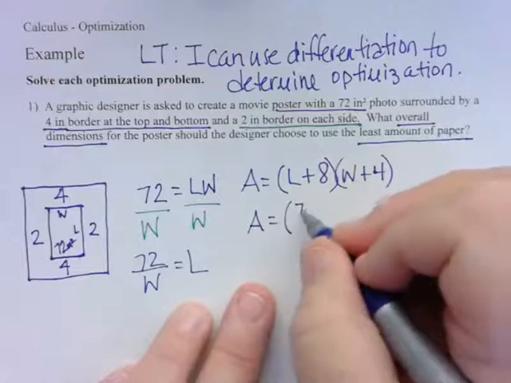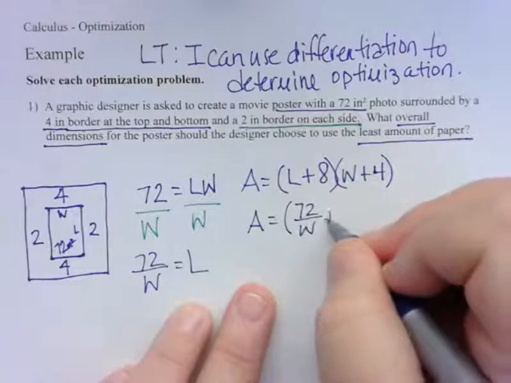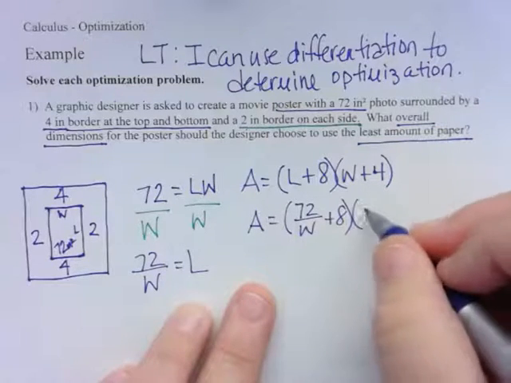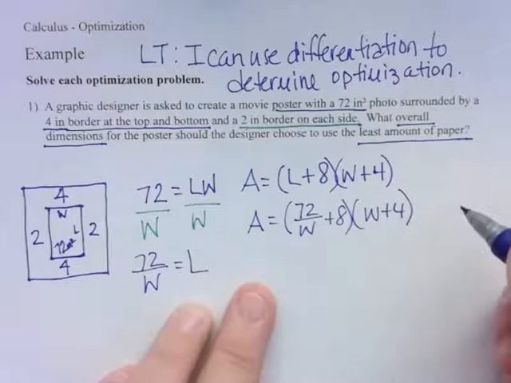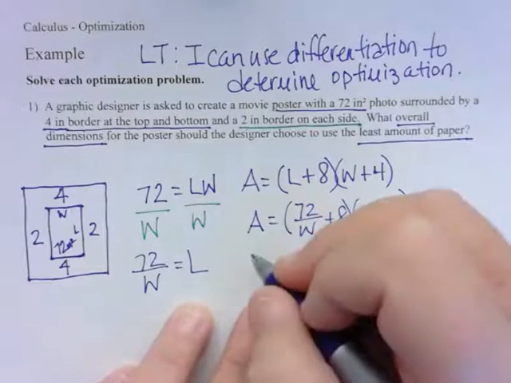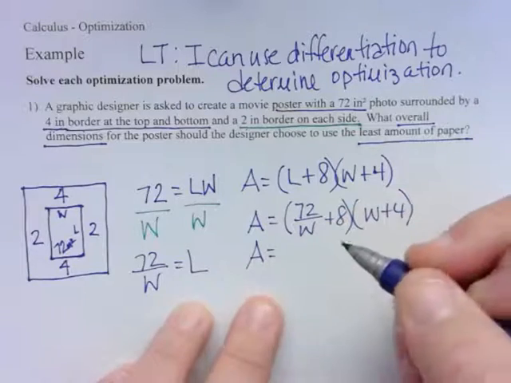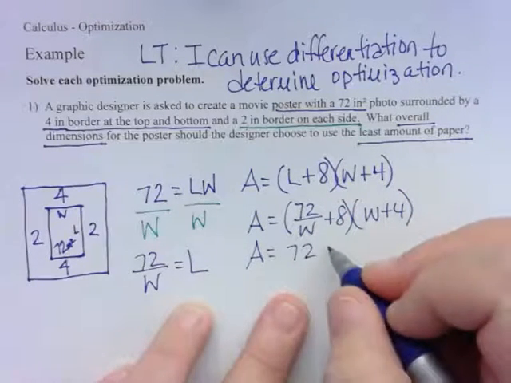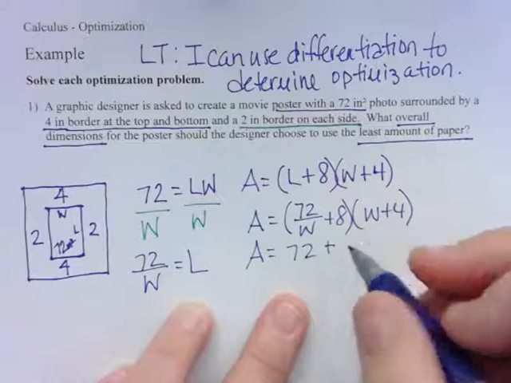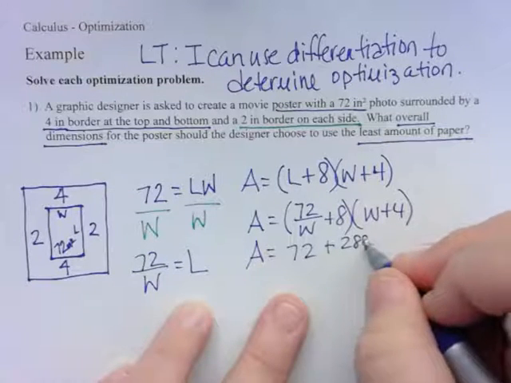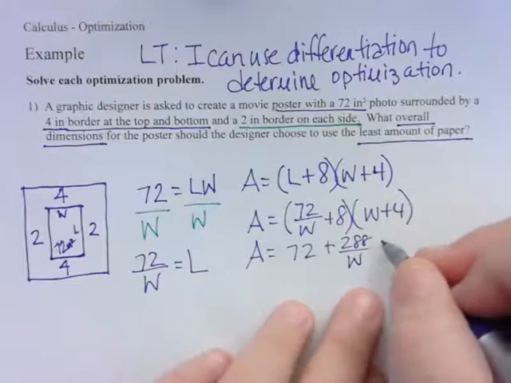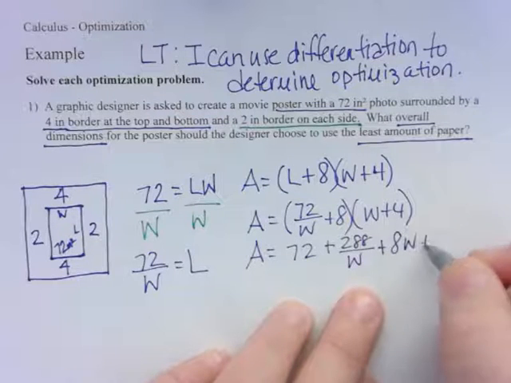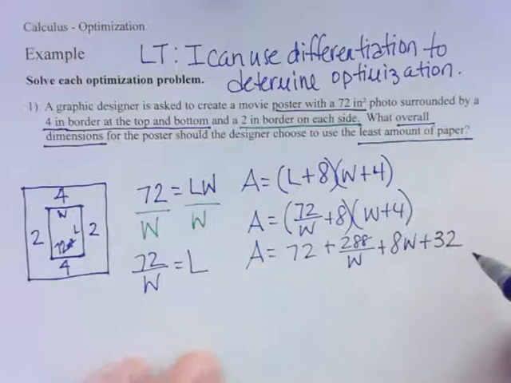So I'm going to replace my L with 72 over W with substitution. Area equals 72 over W plus 8 times W plus 4. I'm going to simplify that with multiplication. So my area equals 72 plus 288 over W plus 8W plus 32.